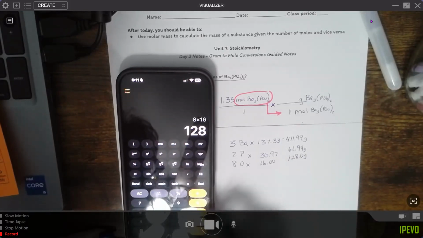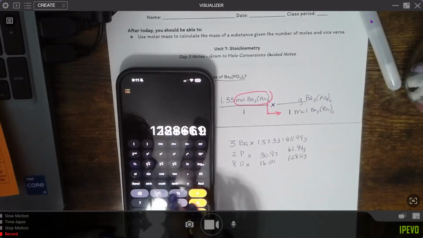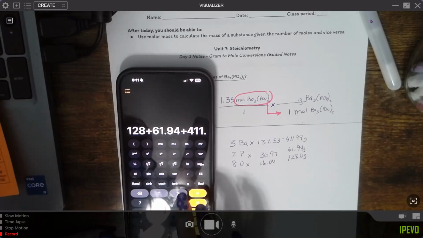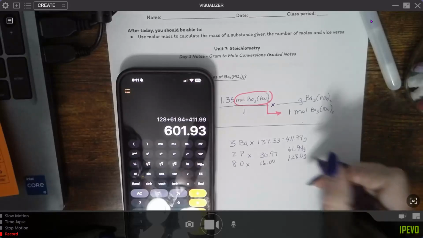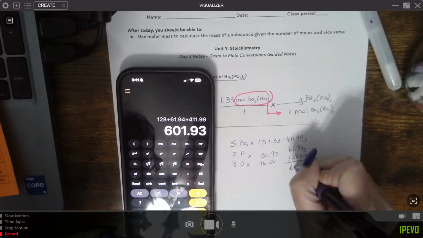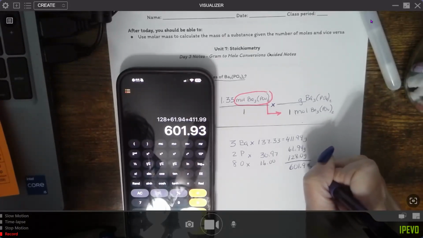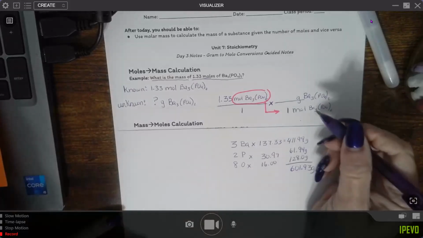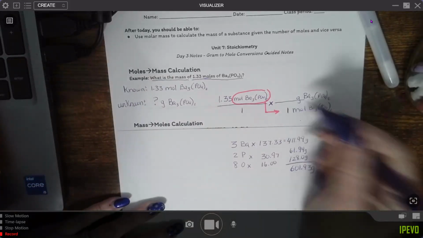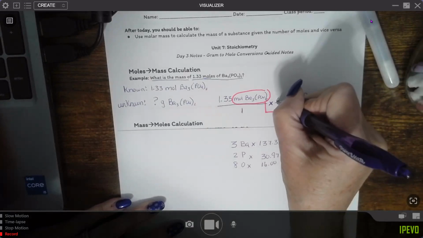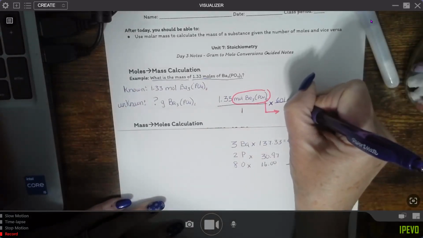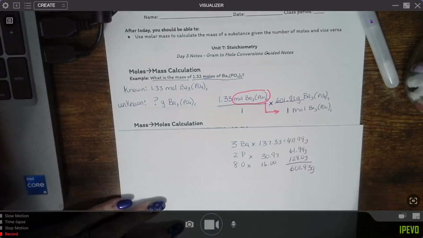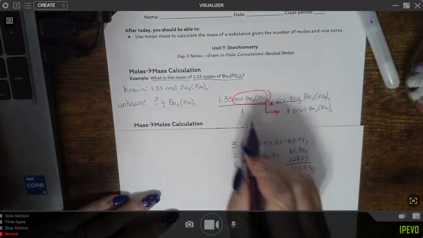So 128 plus 61.94 plus 411.99, for a grand total of 601.93 grams. Now what we're going to do is take that number up into our conversion factor, 601.93.